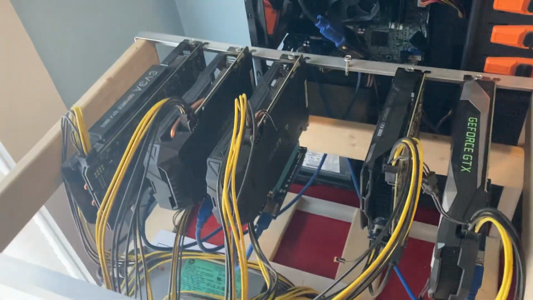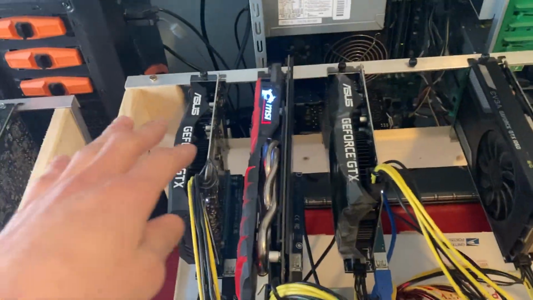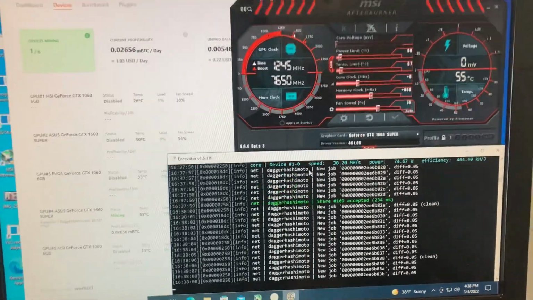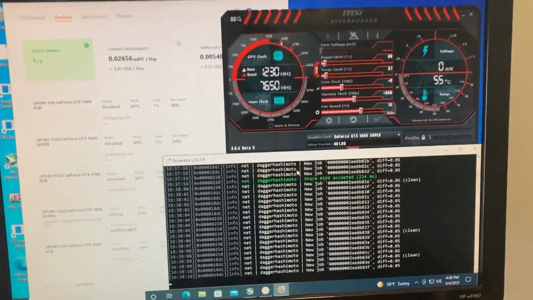All of our other cards on these other rigs are currently off because we were just testing the 1660 Super to show what the efficiency, hash rates, and profitability is.